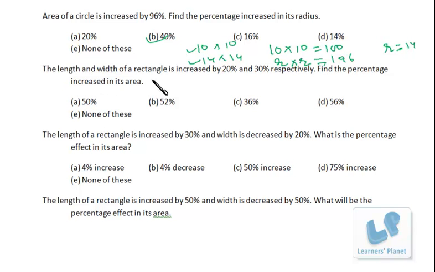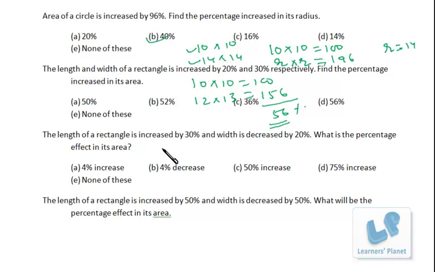Okay. The length and width of a rectangle is increased by 20% and 30% respectively. Find the percentage increase in area. Further, 10 into 10 is 100. Length is increased by 20%. Though it is a rectangle, we will assume the length and breadth as same for simplicity. So now the new length will be 12 and the new breadth will be 13. So 12 into 13, 156. So it's 56% increase in area.